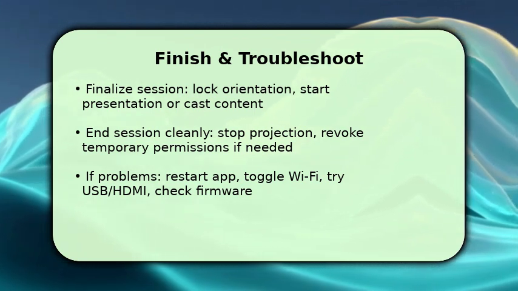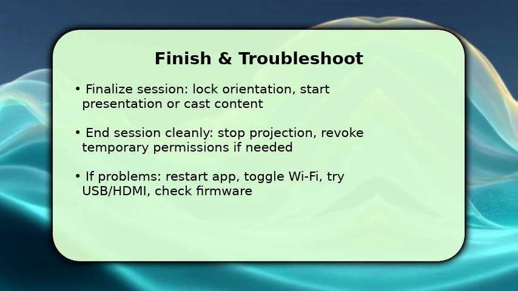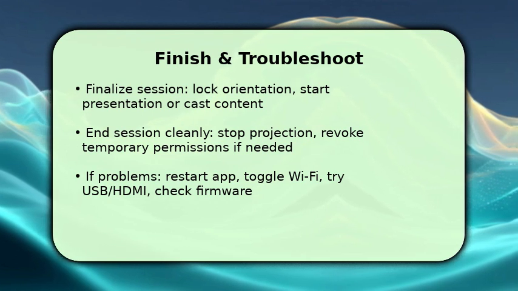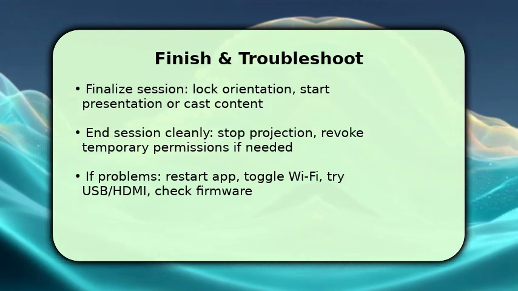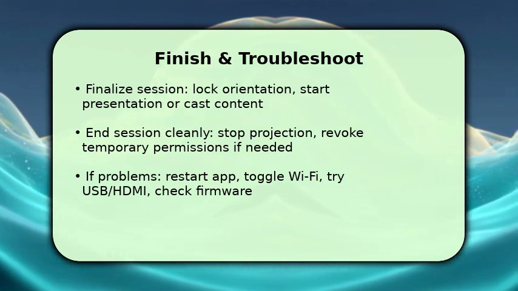If something goes wrong, try the key troubleshooting tip. Restart the app first, then toggle Wi-Fi. If that fails, switch to a USB or HDMI connection and verify both device firmwares are current. These steps resolve most connection and quality issues quickly.